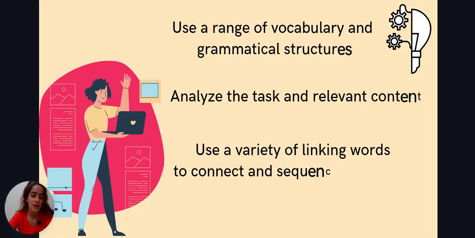The next thing that you should be taking care of is your vocabulary and grammatical structures, because you should make sure you use a range of vocabulary and grammar. So you need to use simple, compound, and complex structures. Sometimes candidates make mistakes and try to just use very, very difficult structures or vocabulary. When you just read the text, you do not understand even a word.